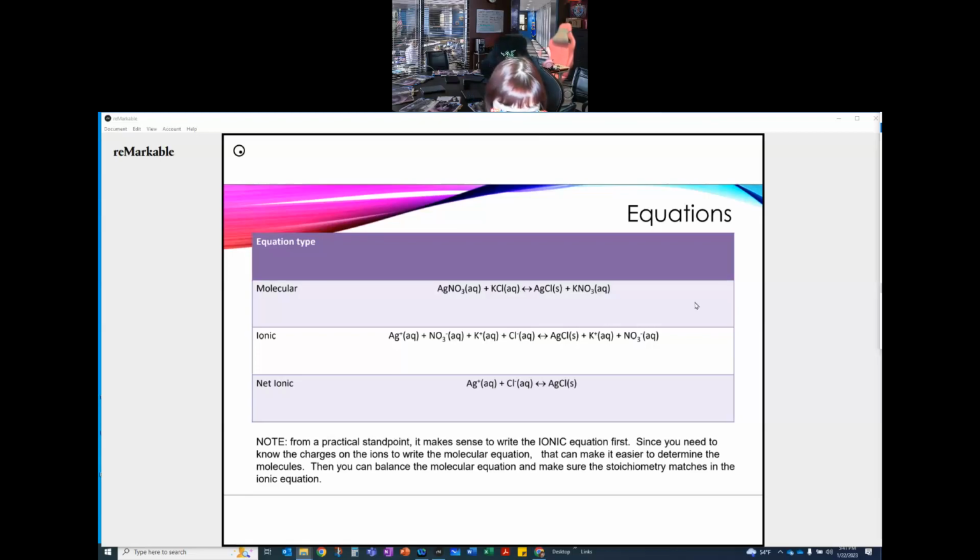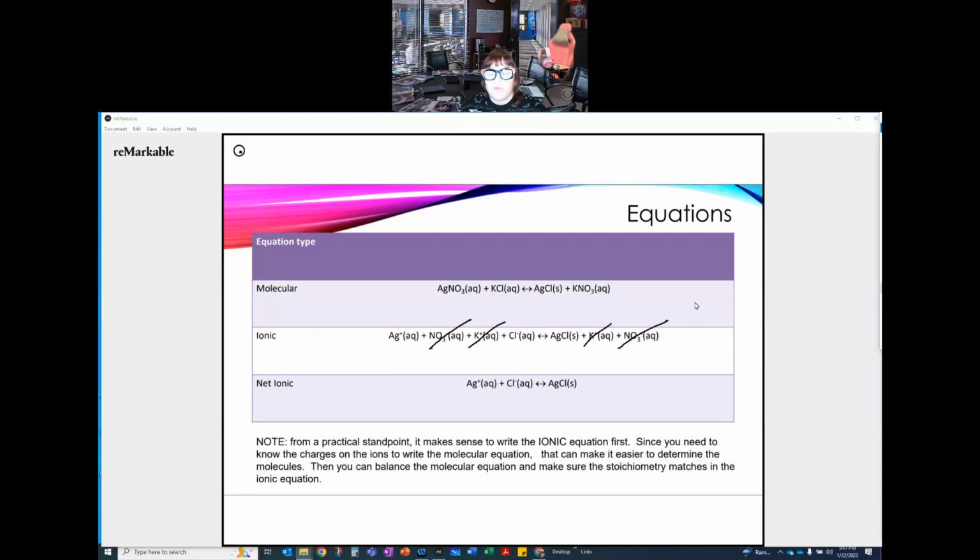When we talk about a net ionic equation, we don't care about the stuff that's just standing around watching. So anything that appears on both sides exactly the same way, we're going to ignore. And so we take out the NO3- and the K+ to just leave us with the Ag+ and the Cl-, going to give me the AgCl solid. Okay. Now, from a practical standpoint, it actually makes more sense to me to write the ionic equation first. Because in order for me to balance a molecular equation, I need to know what the charges are on all of those species.